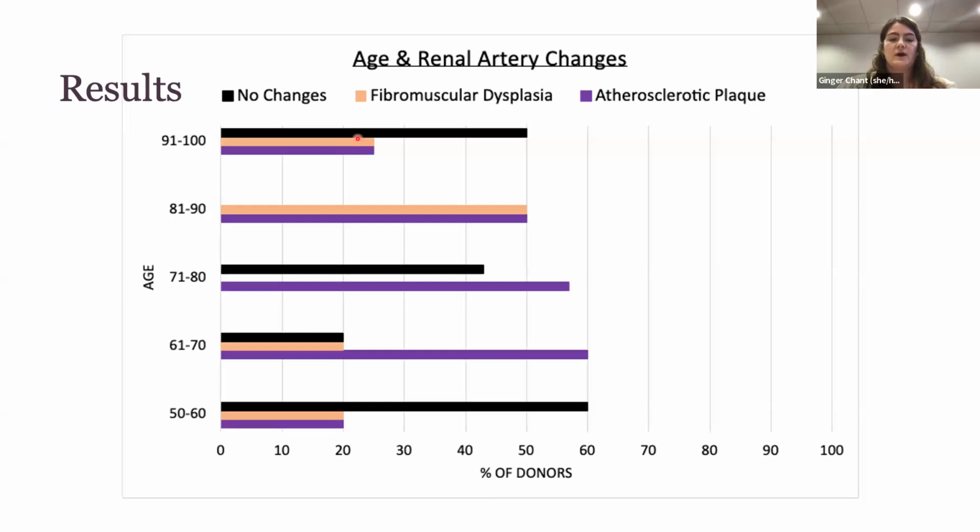We did run a chi-square on this data, and we found no significant difference in the percentages of both atherosclerotic plaque and fibromuscular dysplasia between the age groups.